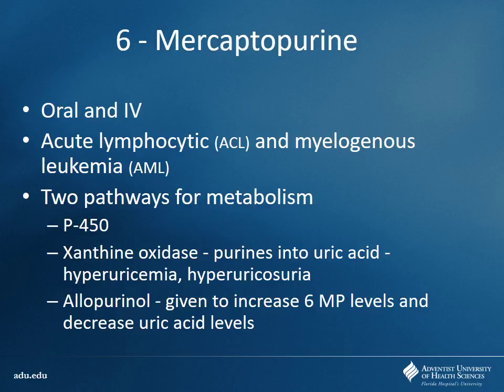So with 6-MP, it has a couple of different ways it's going to get metabolized. Xanthine oxidase converts those purines into uric acid. Because of this, you can end up seeing hyperuricemia and hyperuricosuria, especially if they have any previous history of gout. You can potentially have an exacerbation of that. And then sometimes we'll actually give allopurinol. Remember how allopurinol works?